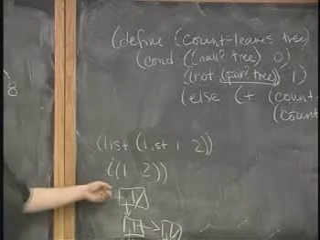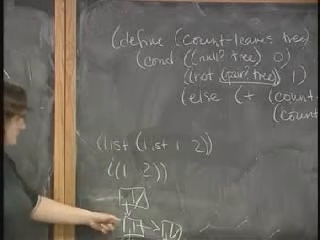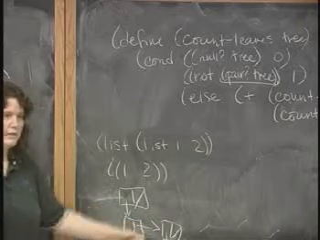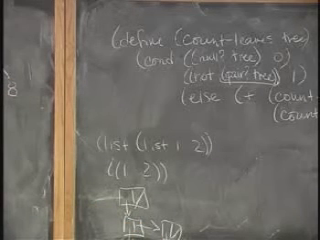So it's a list of one element at its top level. The first element is a list of two elements, 1 and 2. So is this going to work for count leaves? Is this going to work for not paired tree?